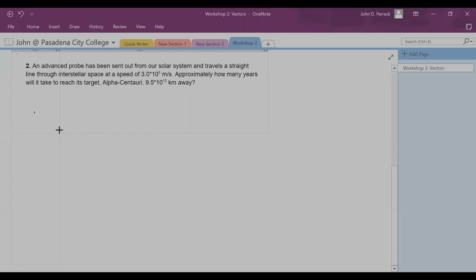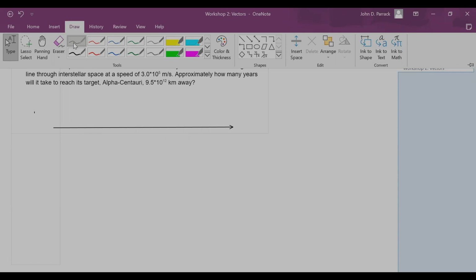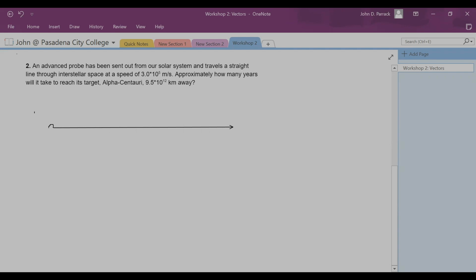I'm just going to draw a line once again, rightward. Once again, rightward. We have our space probe traveling. There's my space probe. It looks like a potato, so I would build it. Seems good to me. Travels in a straight line through interstellar space.